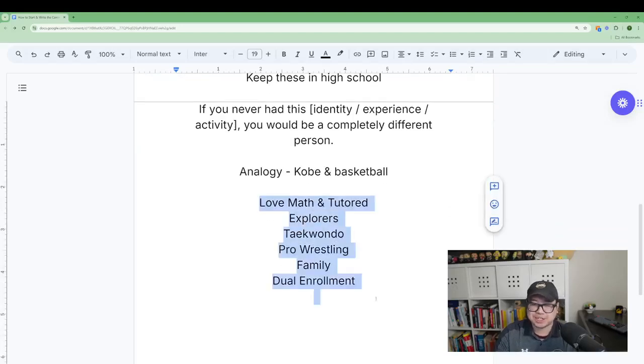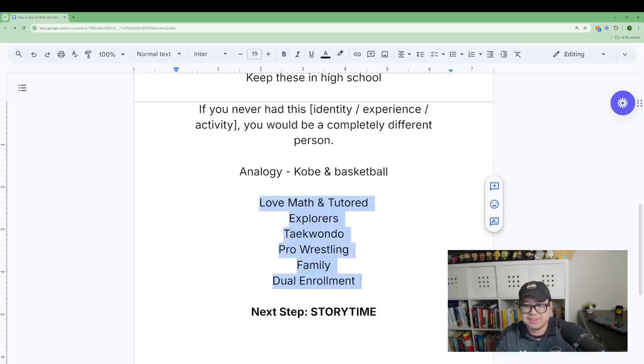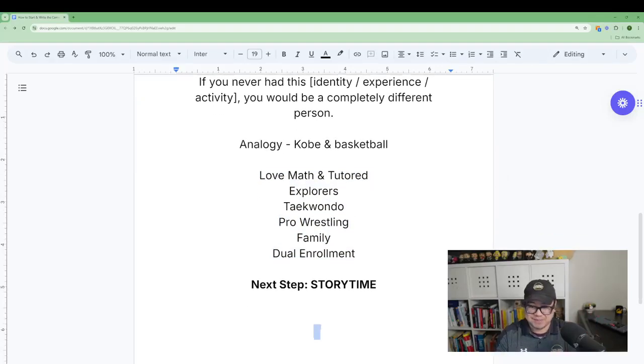So for each of these 6 things, after you have the idea, the next step is story time. With each of these topics, there's going to be a story that I associate to each one. So when you told me tutoring, boom, I had a memory right away. For example, for math, love math, tutor, I had a memory.